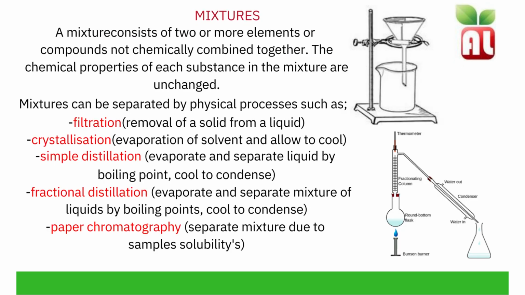Mixtures. A mixture consists of two or more elements or compounds not chemically combined together. An example being the air. The air is made up of nitrogen, oxygen, carbon dioxide, and small amounts of other gases. The chemical properties of each substance in the mixture are unchanged.